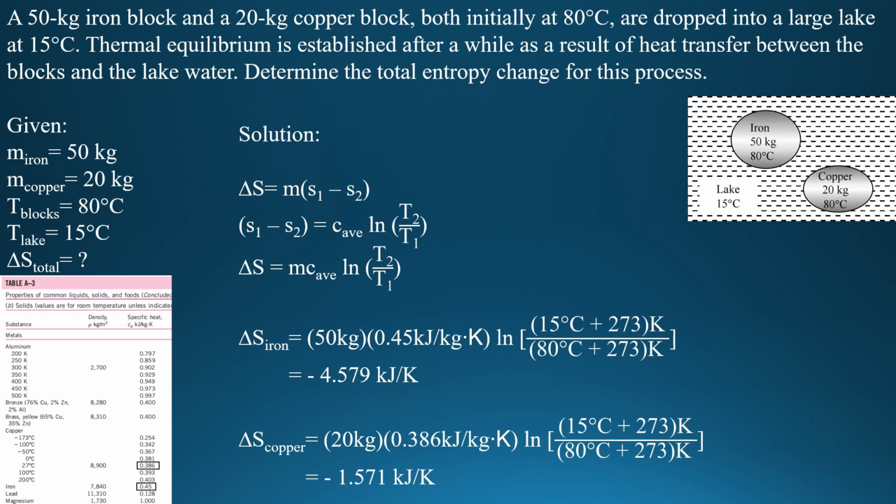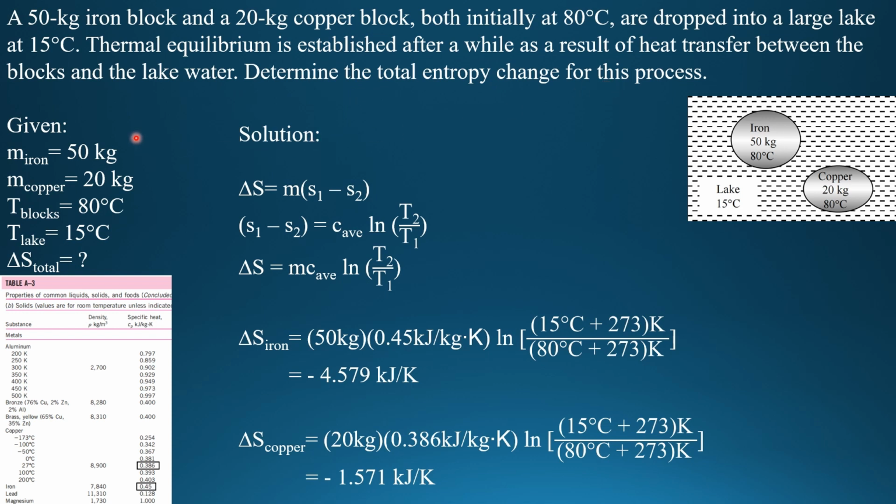Today, we have another problem from the book of Thermodynamics by Singal, Chapter 5, the second law of thermodynamics. A 50 kilogram iron block and a 20 kilogram copper block, both initially at 80 degrees Celsius, are dropped into a lake at 15 degrees Celsius. Thermal equilibrium is established after a while as a result of heat transfer between the blocks and the lake water. Determine the total entropy change for this process.